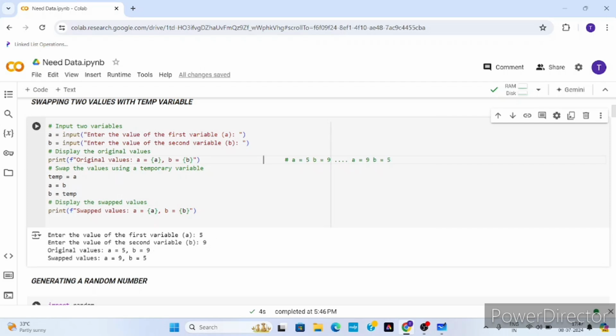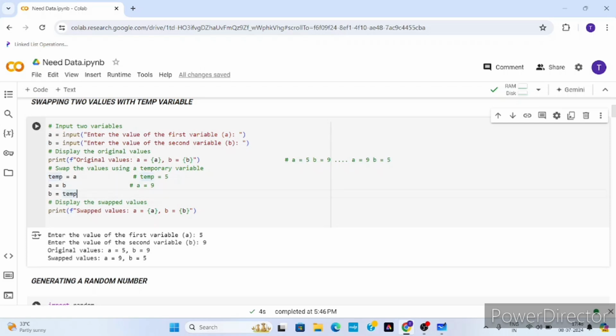Now I'm going to use a temporary variable. I'm just using temp. Now temp equal to a. What's the value of a? This is the original value. Temp equal to a means temp equal to 5, right? Because the value of a will be assigned to temp. And now what will be the value of a? A equal to b. What's the value of b? B equal to 9. So a becomes 9.